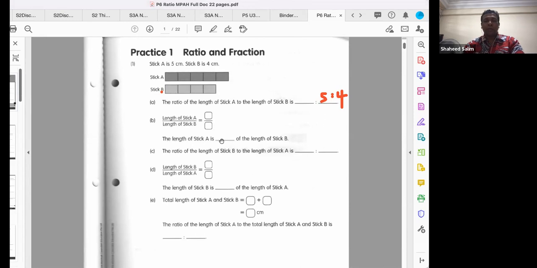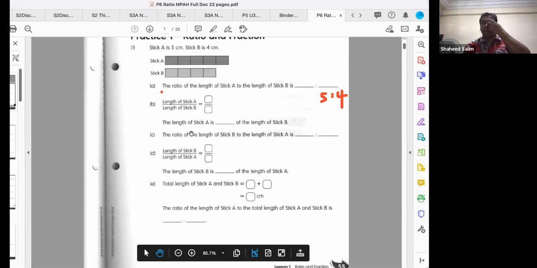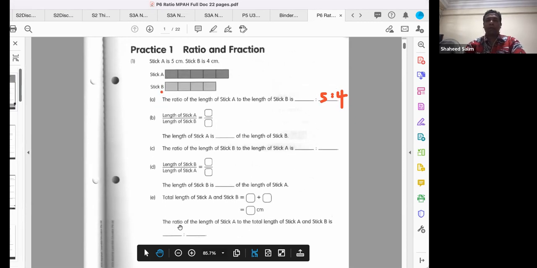So the length of stick A is 5/4 of stick B, correct. The ratio of the length of stick B to A is 4:5, yes. The total length, 5 plus 4, is 9, right? Because 5 and 4. The ratio of stick A to the total length: A is 5, so 5 to 9.